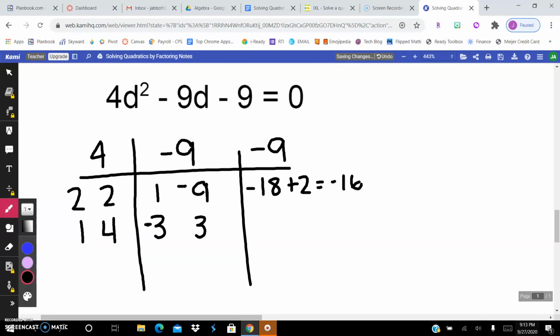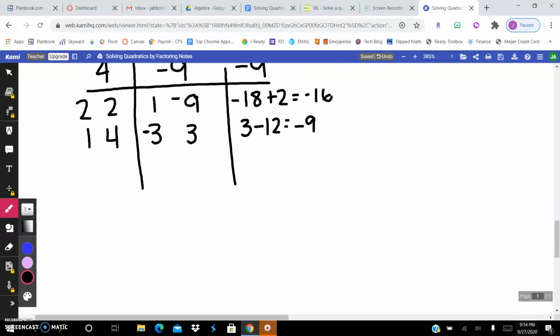So my outside 2 terms, 1 times 3 would give me 3. And my inside 2 terms would give me 4 times negative 3, which would be negative 12. So 3 minus 12 would be negative 9. So now, remember we have to write our answer as a parenthesis. Our first terms, 1 and 4, are our x values, so 1x and 4x. And then we have negative 3 and a positive 3 in the middle column.